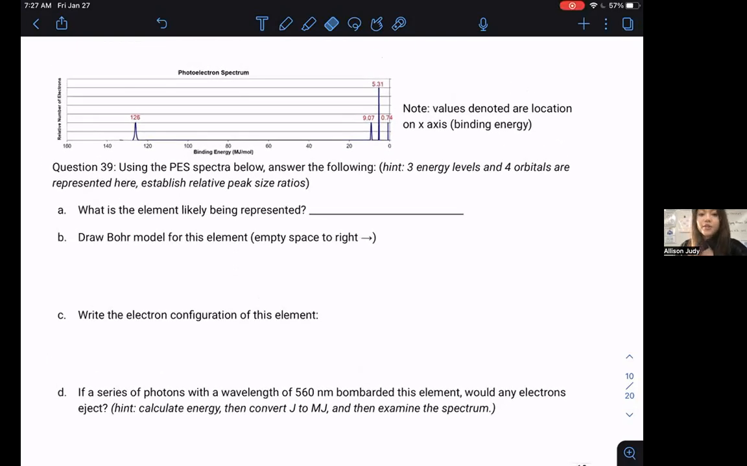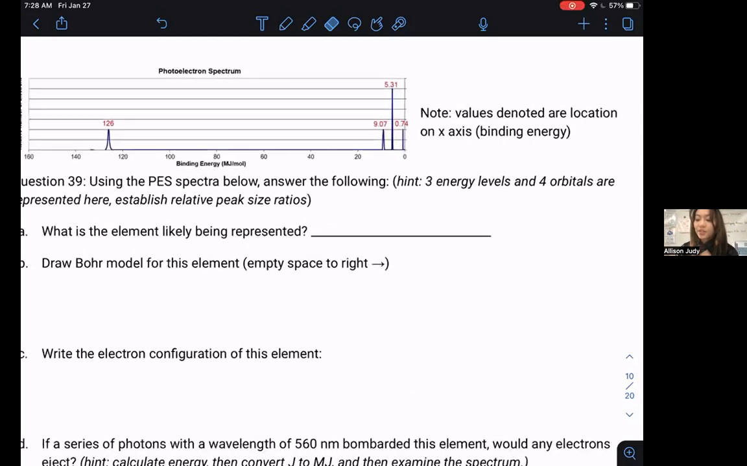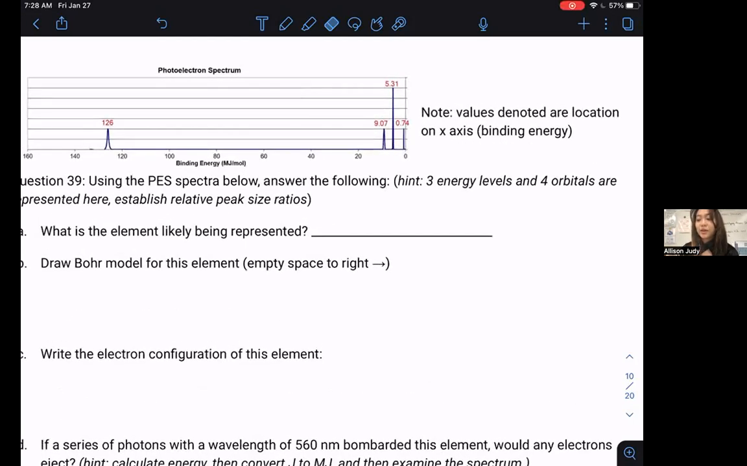First and foremost, remember that photoelectron spectroscopy is essentially a visual of the electron configuration of a given atom. So that means we're always able to identify an element. This is an analytical tool that we use to identify elements present. What happens is we shoot a bunch of energy and we see how much energy is required to break off an electron. And depending on that electron's location, a certain amount of energy creates a certain peak.